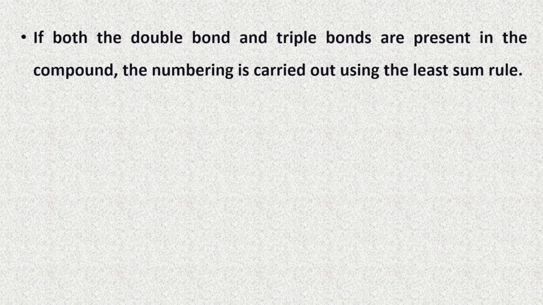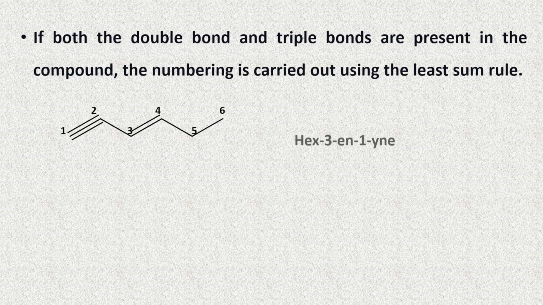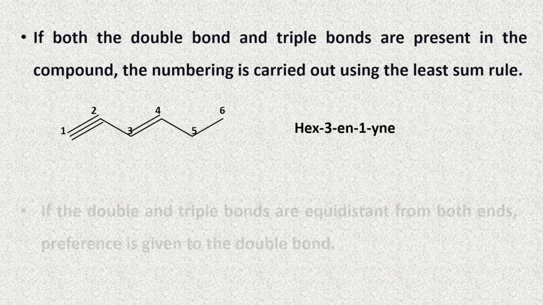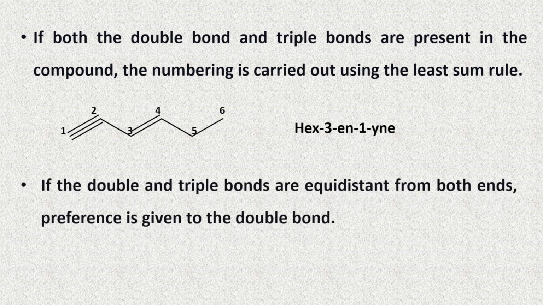When both double bonds and triple bonds are present in the organic compound, the numbering is carried out using the least sum rule, so that the unsaturated carbons get the lowest possible numbers. For example, hex-3-ene-1-yne. However, if the double and triple bonds are equidistant from both ends, then preference is given to the double bond. For example, but-1-ene-3-yne.